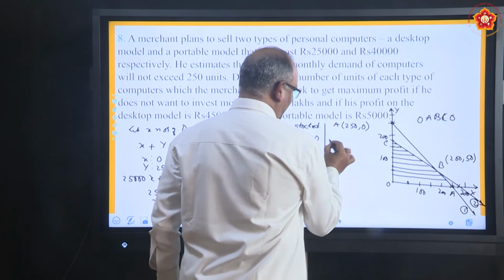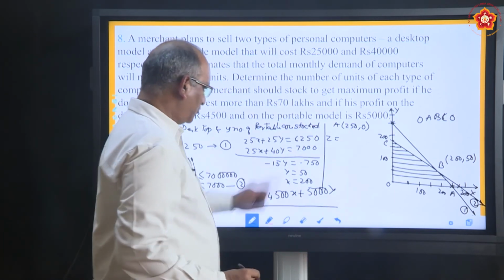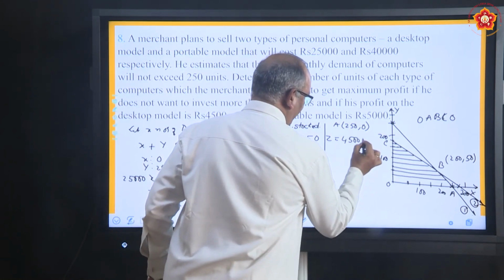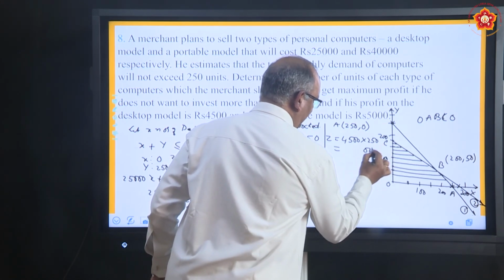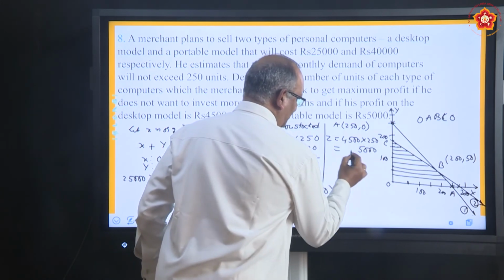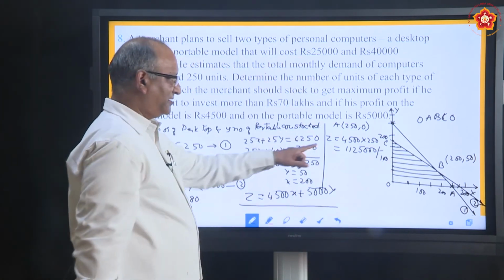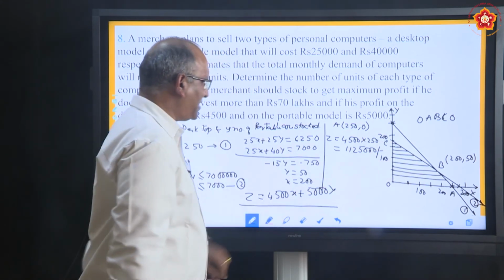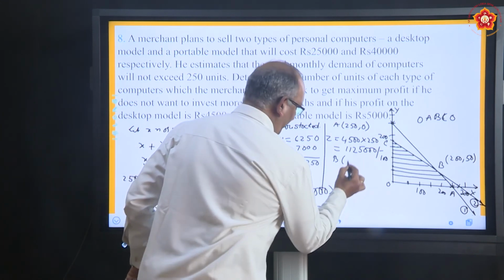So if you substitute this in Z, what you are going to get? 4500 into 250. The other one will anyway become 0. So 4500 into 250, how much will you get? 3 zeros. 25 5s are 125. 25 4s are 100 plus 12, 112. This is the profit you are going to get if you take the point 250, 0. Now take B. What are the coordinates for B? 200, 50.